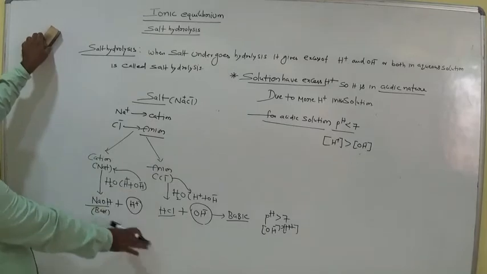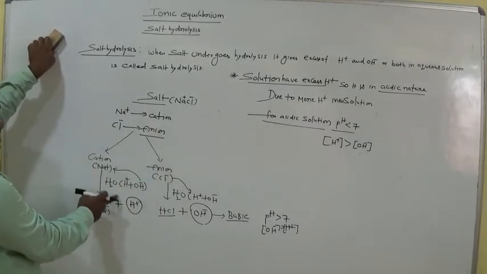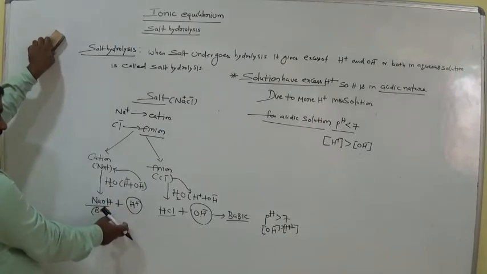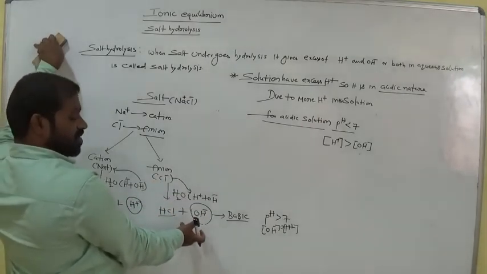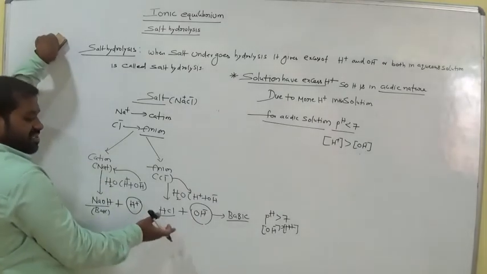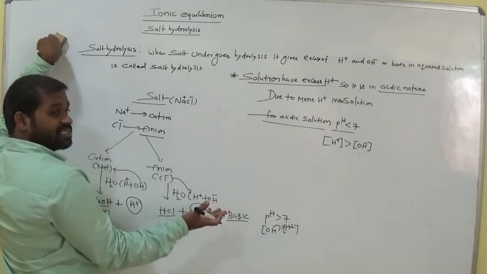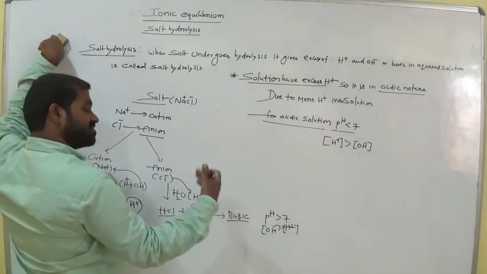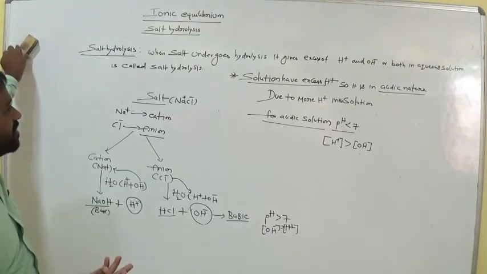Simple. When salt undergoes hydrolysis, it gives excess of H plus or OH minus. Suppose cation undergoes hydrolysis, it gives more H plus, so the nature of the solution is acidic. Suppose anion undergoes hydrolysis, it gives more OH minus along with acid. So that means OH minus ion concentration is very high compared to H plus ion concentration in the solution. That means pH is more than 7, so the nature of the solution is basic, as you already know. Okay.